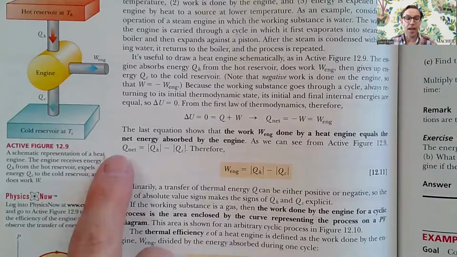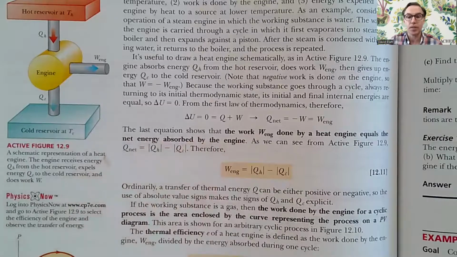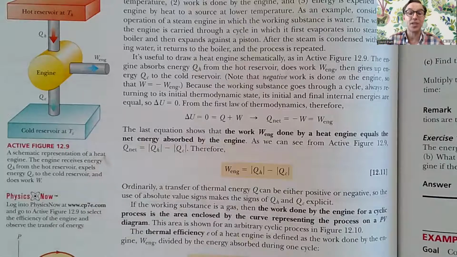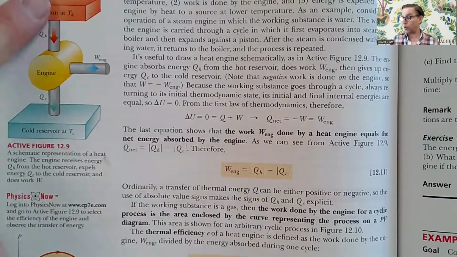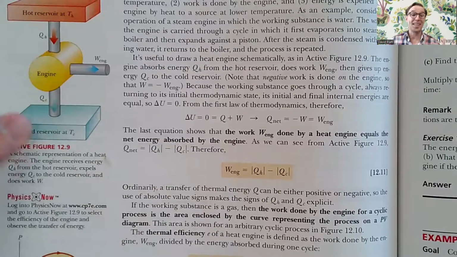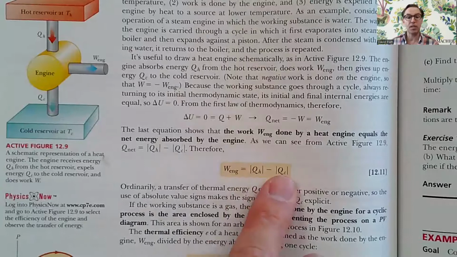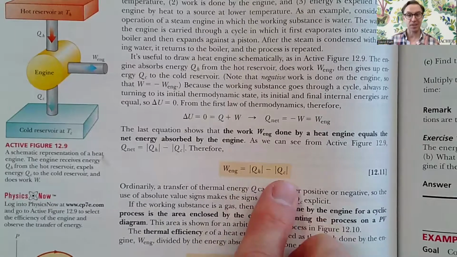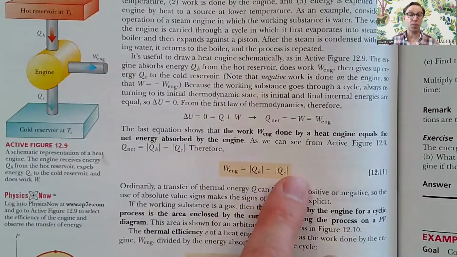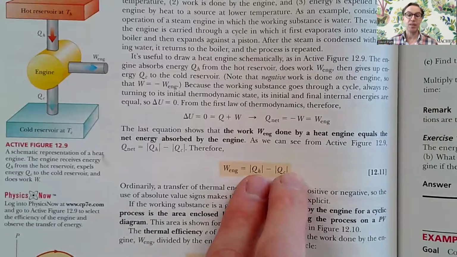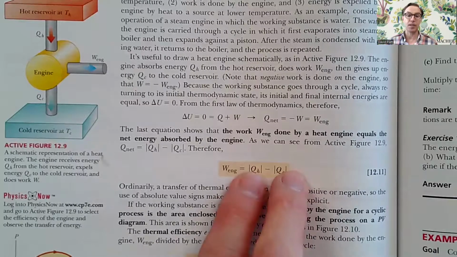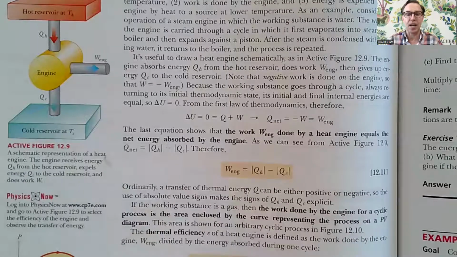And so the last equation shows that W sub ENG, the work done by the engine, the work done by a heat engine, equals the net energy absorbed. The net energy, we do absorb, but we also release. So the net of that. And so what they did is they thought of Q hot and Q cold, both of them as positive numbers. And this one minus this one is that net. It's exactly what I just said. Very good.